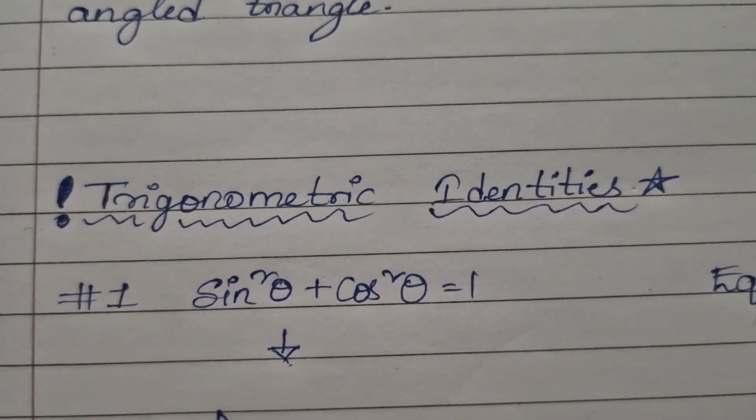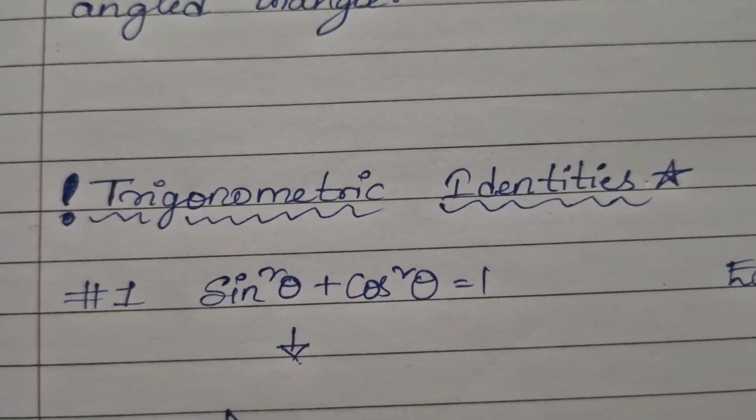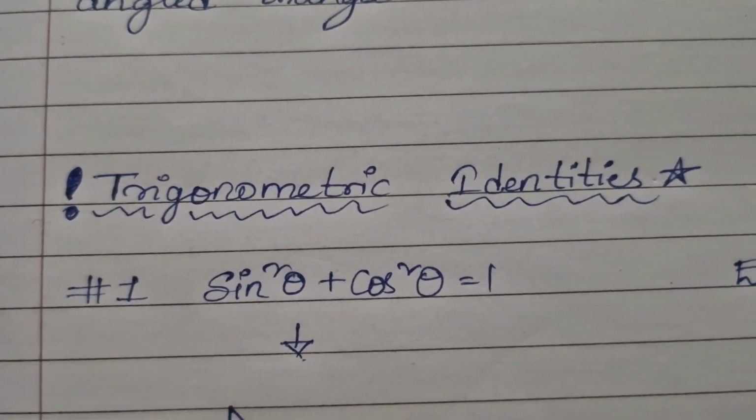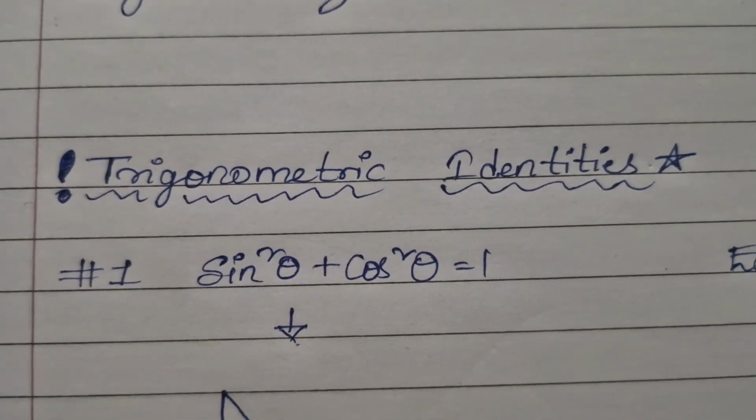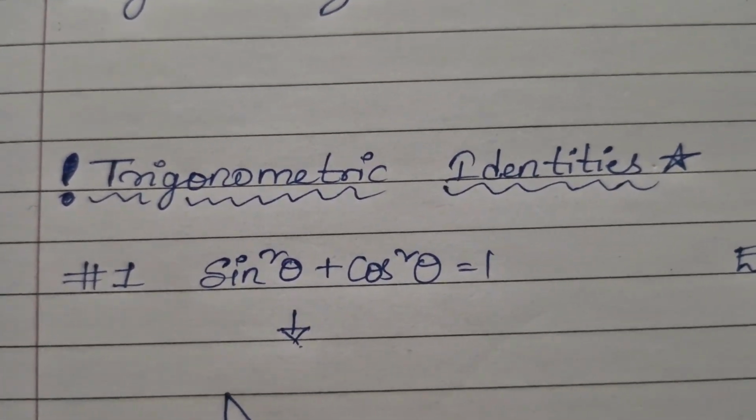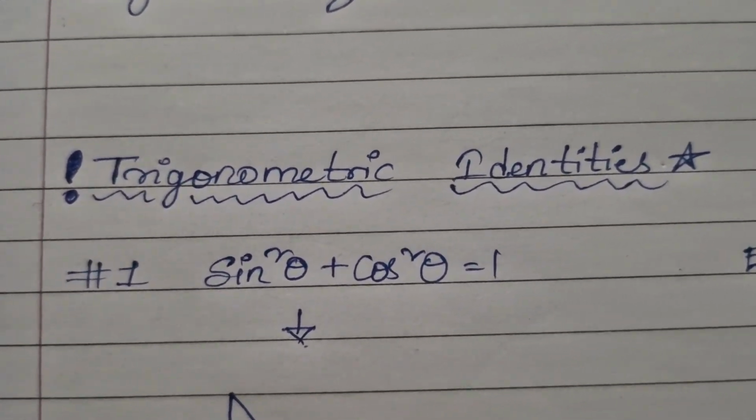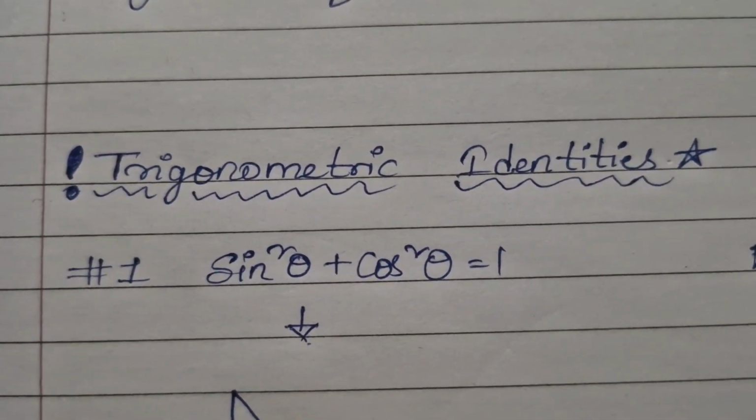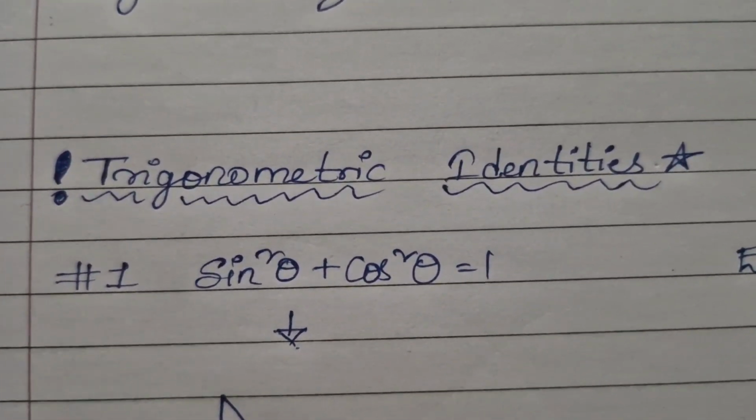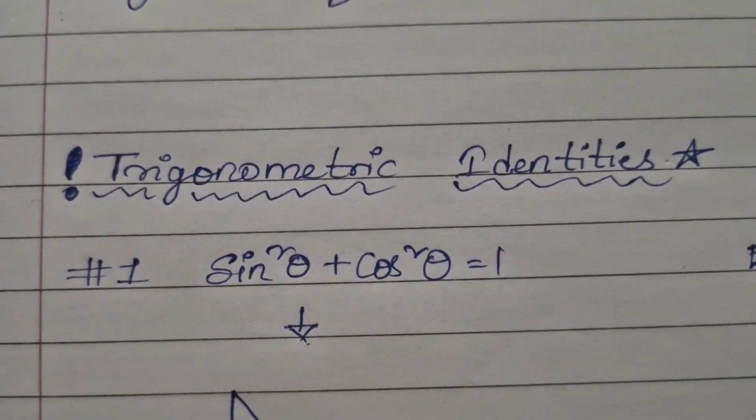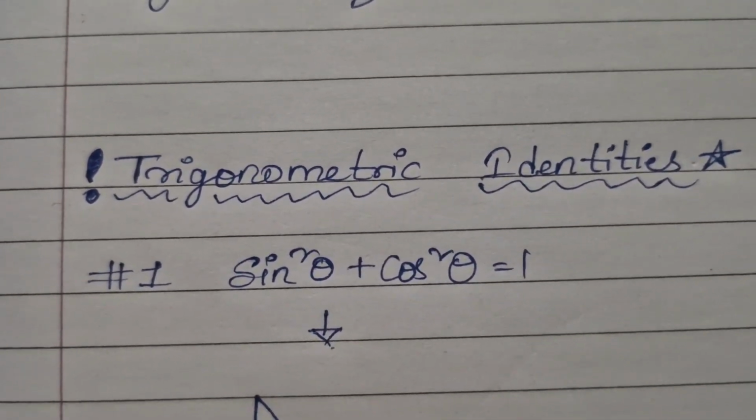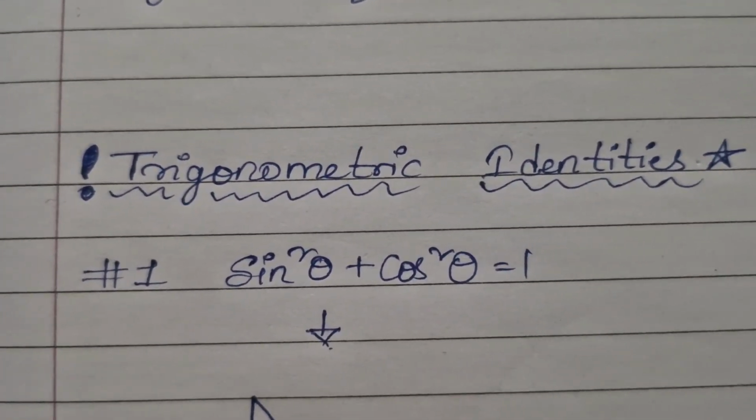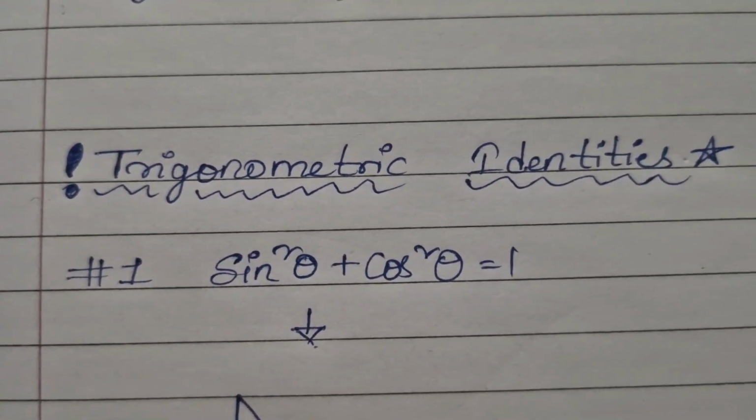Trigonometric identities. This is the most important topic that you have to learn and note in your mind. We have three identities here. You have to note each one in your brain. So don't miss this video because it's important, and you have to note those three formulas in your mind. It will help in every problem that you solve.